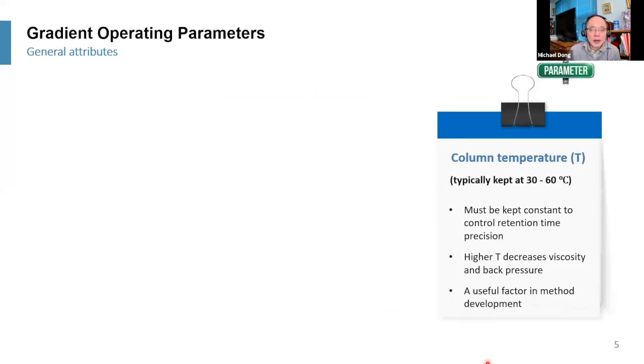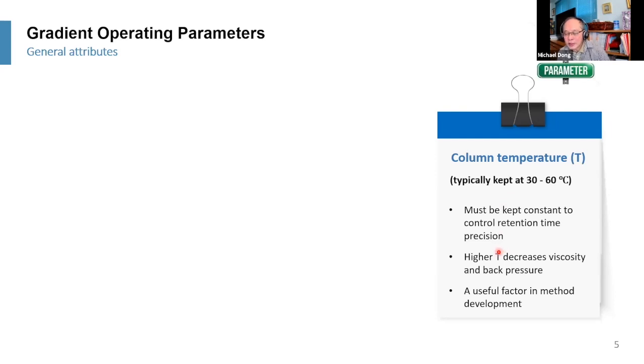Okay, so let's talk about gradient operating parameters. We discuss them in reverse fashion. First, talk about column temperature. I'll give you some normal range. Typically, it's 30 to 60 degrees. That's the normal range for most analytes.